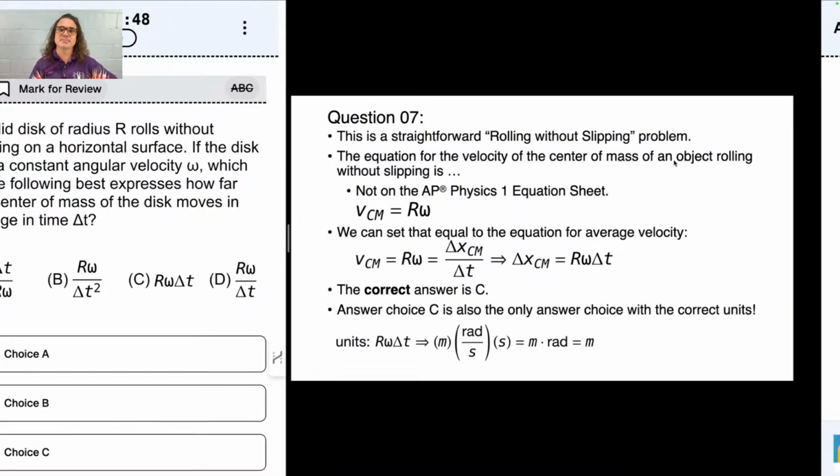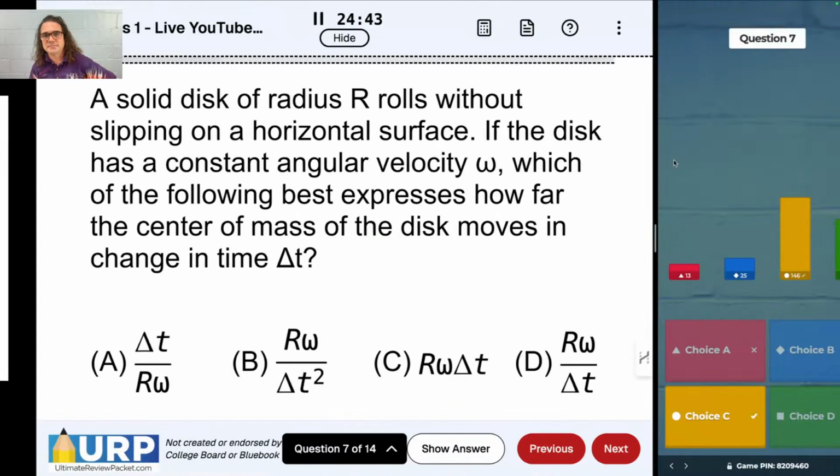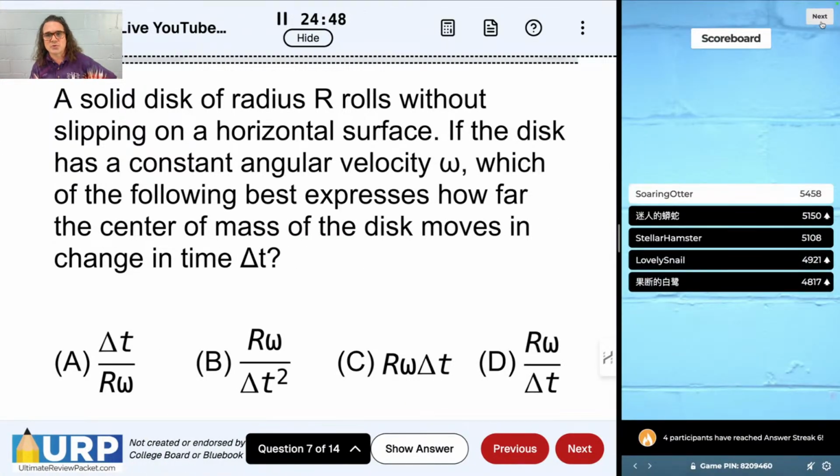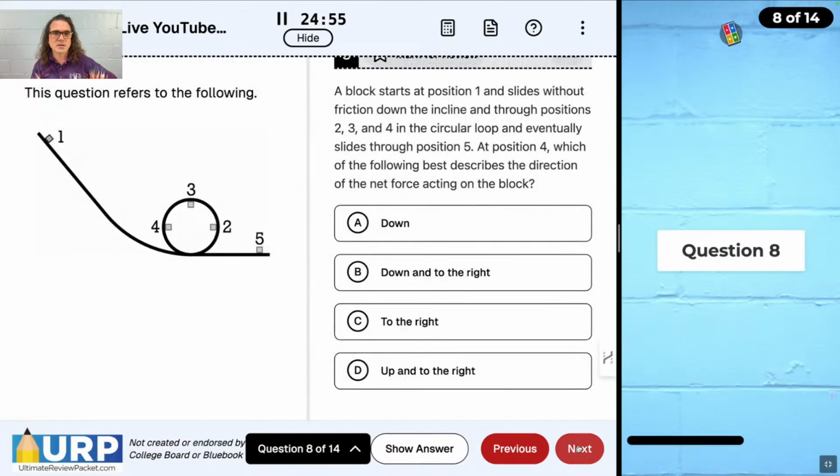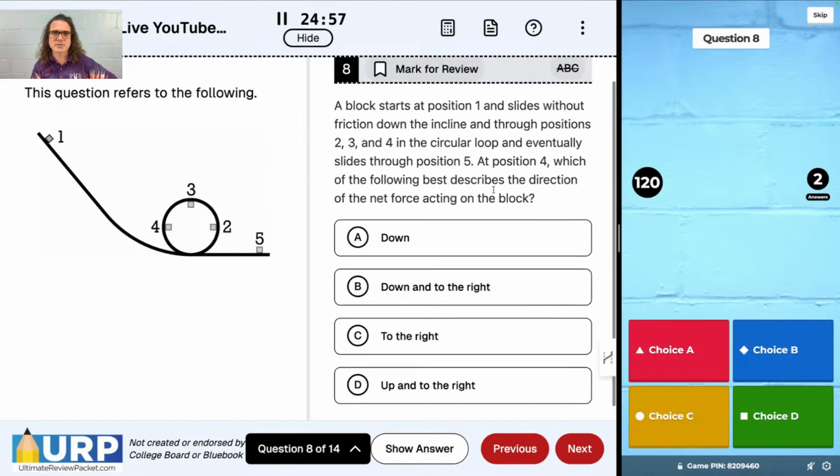Cool. Here we go. Let's see how everybody's doing. Ooh, Soaring Otter still on top. Next question. Boom. Here we go. Question 9 or question 8.